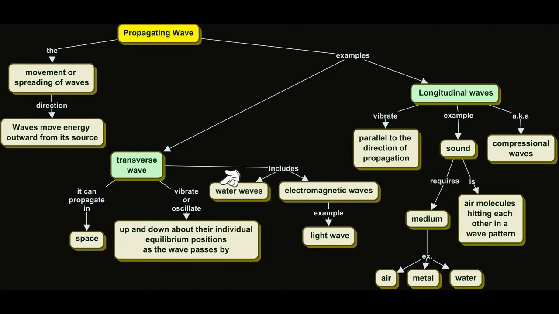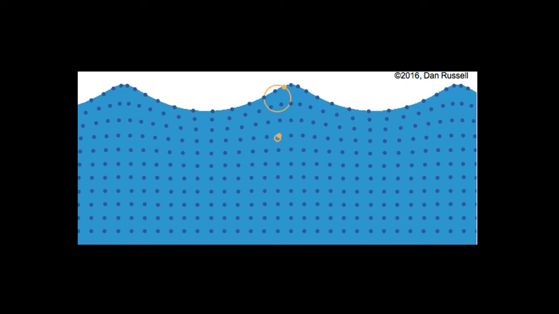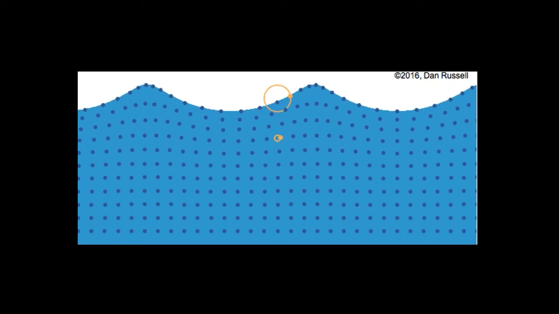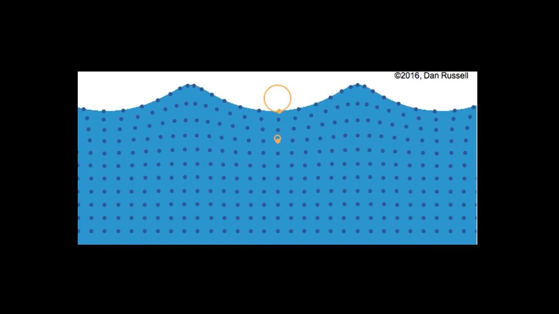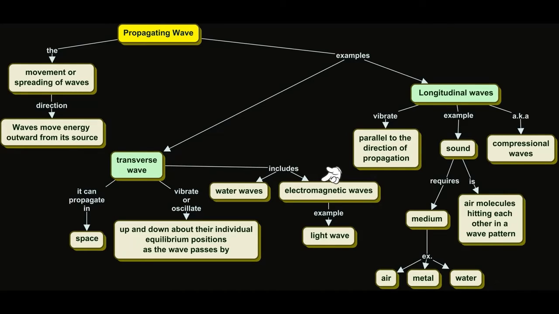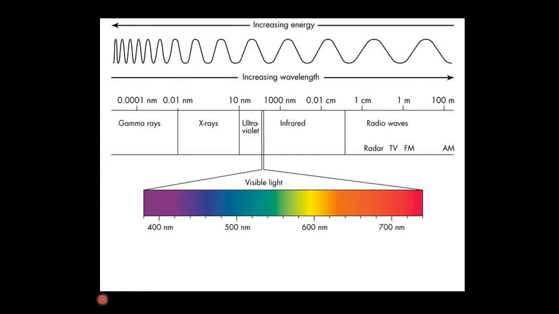Now, an example of a transverse wave, or the moving up and down type of wave, is a water wave. Our ocean is creating waves no matter how irregular the waves are, but they obviously create the up and down type of wave. Another example of the transverse wave includes the electromagnetic wave. An example of an electromagnetic wave is a light wave.